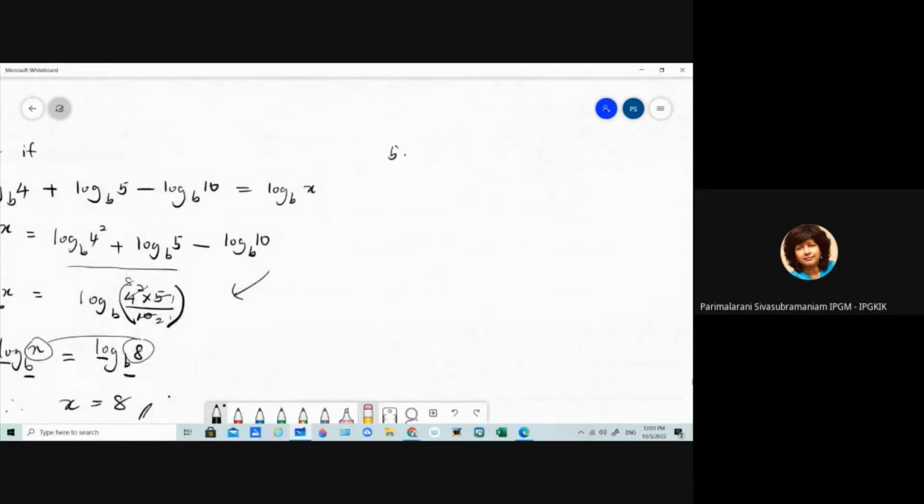Question 5. Same thing, find x if log 30 base b minus log 5 to the power of 2 base b is equal to log x base b. I'm just rewriting the other side so it's easier to solve, but if you can do it straight, do it straight. So log x base b equals log 30 base b minus log 5 to the power of 2 base b.